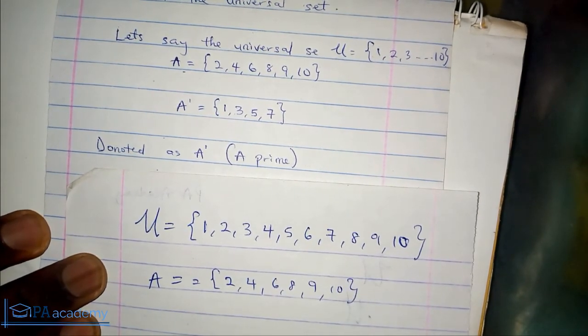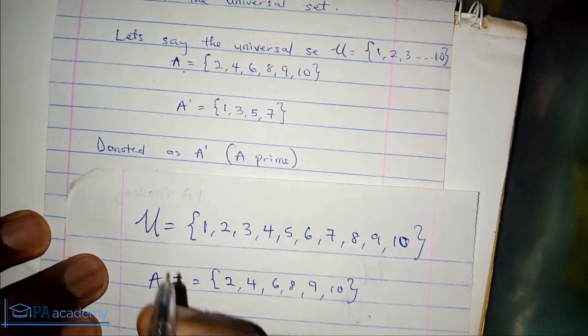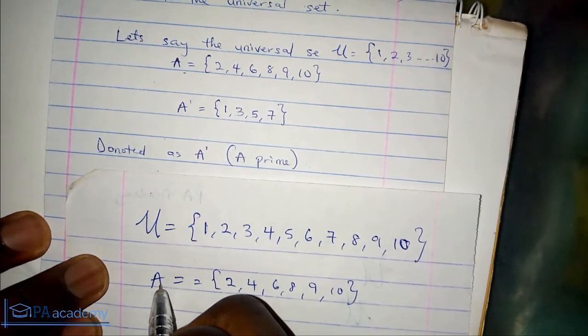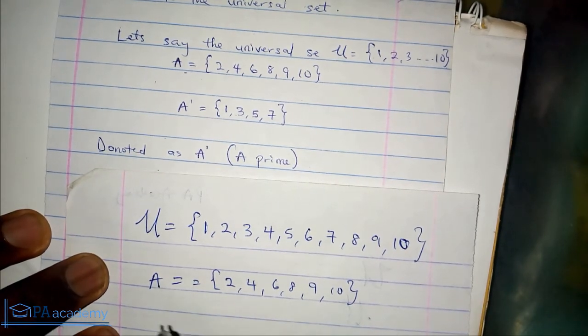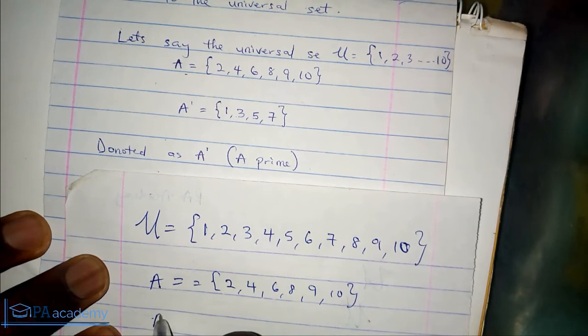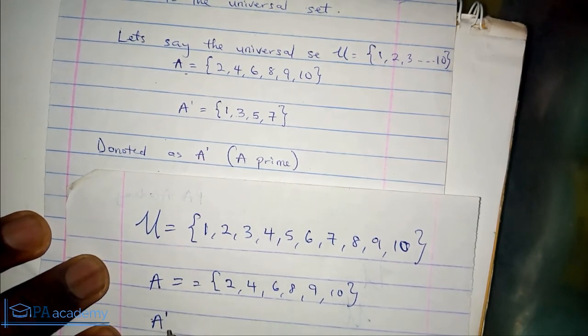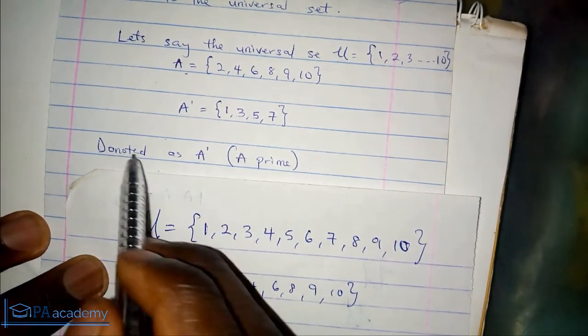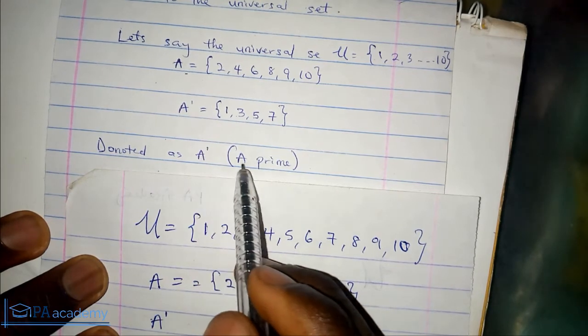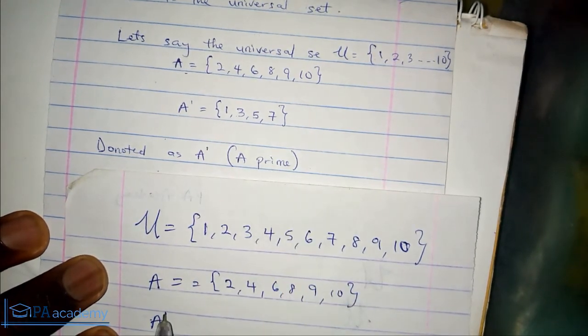Now, when you are asked to look for the complement of set A, the symbol for the complement of that will be A raised to power 1. We call it A prime. This is it. It's denoted as A raised to power 1. They call it A prime. You don't call it A raised to power 1. You call it A prime.